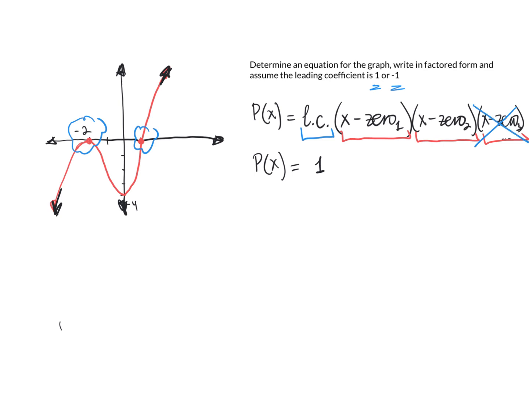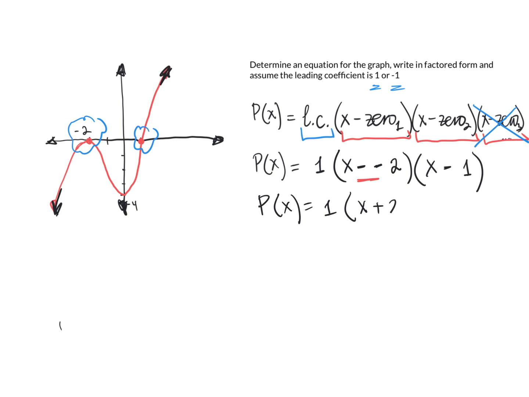And sometimes you might have more. Sometimes you might have 3 or 4. In that case, you just add this fourth factor, x minus zero number 4, and so on. So I will write the first factor as x minus -2, because -2 is my first zero, and the second factor as x minus 1, because +1 is my second zero. Of course, if you have two negatives in front of the 2, that will turn into a plus. So I'll rewrite this as P of x equals 1 times x plus 2 and then x minus 1.